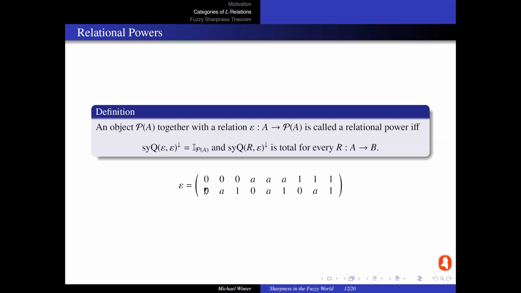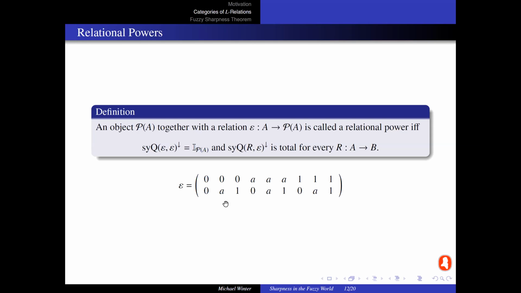If you want to read this column-wise, the first column, 0, 0, corresponds to the empty subset. Both elements are definitely not in. The second set over here, the column 0, a, corresponds to the set which doesn't contain the first element and contains the second element with degree a. So it's a fuzzy subset, and so on and so forth.